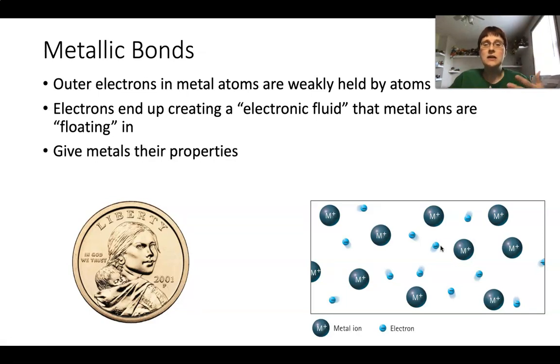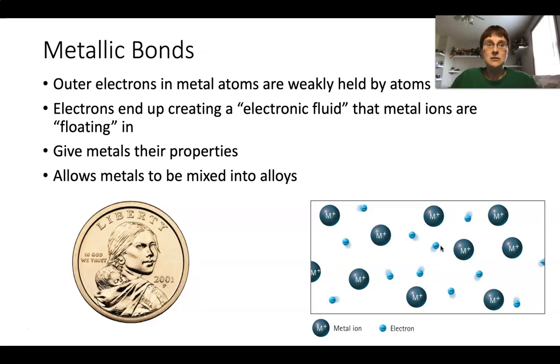And again, this is what gives them those properties that we were talking about before when we talked about heat and electricity, of allowing them to conduct heat and electricity, making them very malleable and ductile. It's because they're just kind of in a fluid of electrons. This also is what allows us to mix metals into alloys.